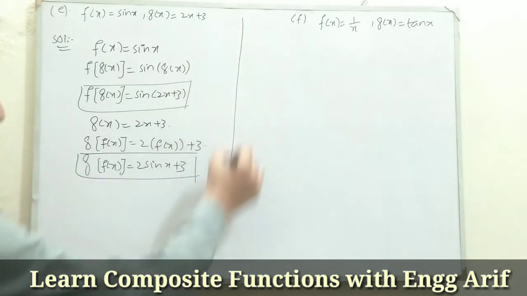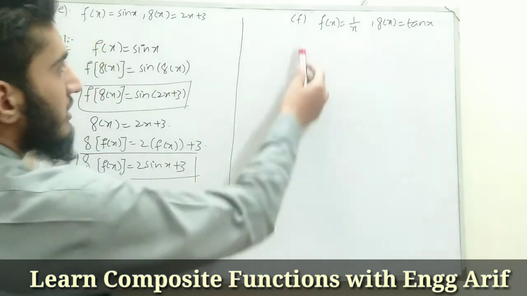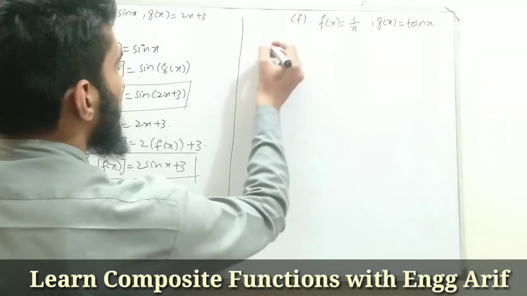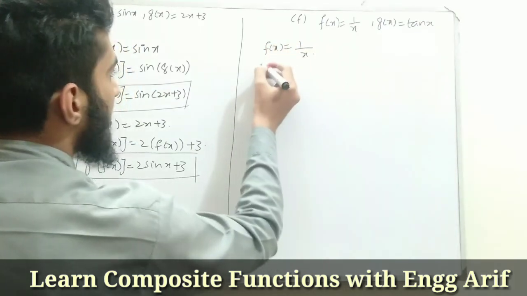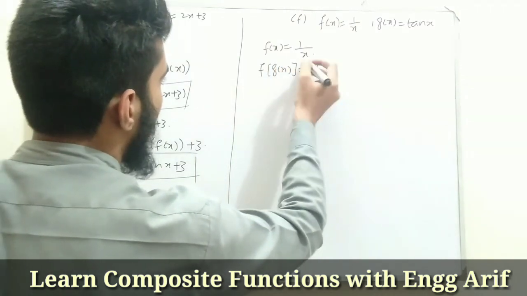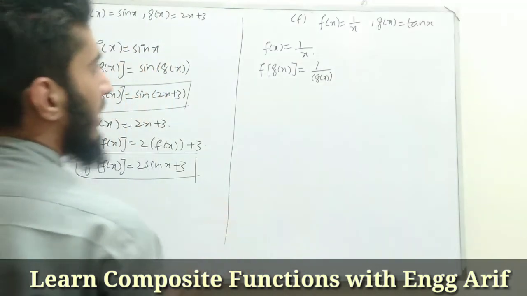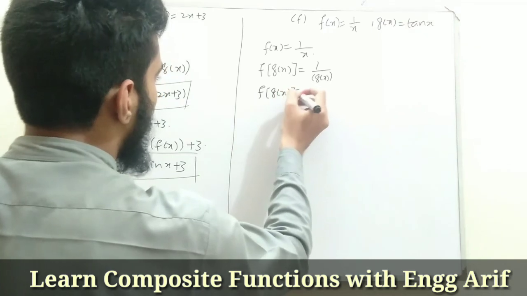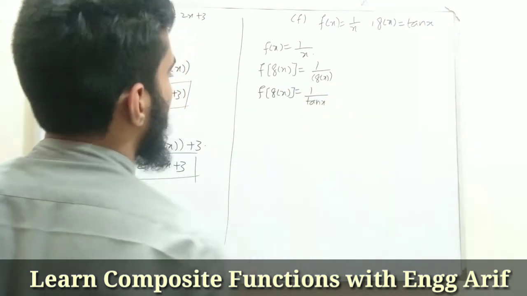Now move toward the sixth part, which is the last part and the last question of today's lecture. It tells that f of x is equal to 1 over x and g of x is equal to tangent x. So let's suppose I take f of x is equal to 1 over x, and let's suppose I replace x with g of x, so it becomes f of g of x is equal to 1 over x, with x replaced by g of x. Now f of g of x becomes 1 over g of x, where g of x is tangent x, so it becomes 1 over tangent x.